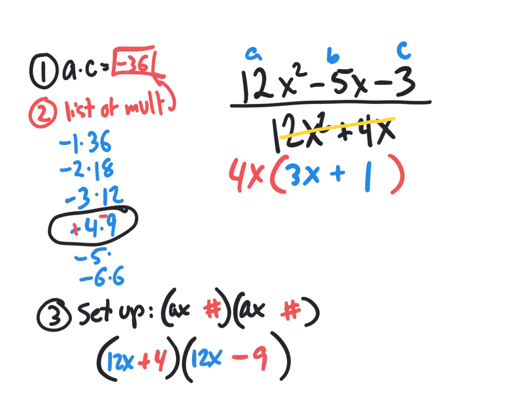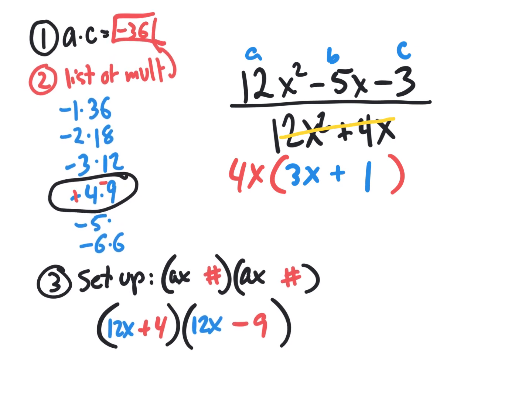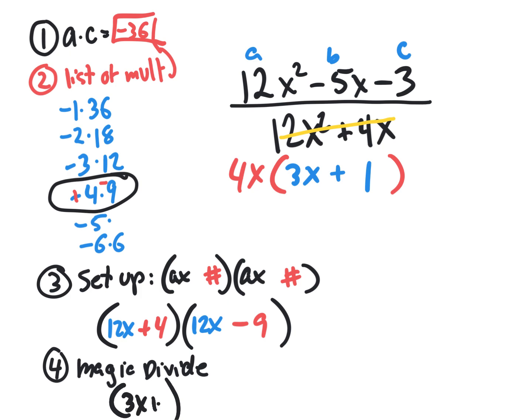Now, I hope we remember step 4. That was the magical step. Step 4 is to magically, I'm just going to put magic divide. You magically divide by whatever you can. Okay, so this 12x plus 4, what could I divide by? 4, right? I mean, yes, you could divide by 2, but you want to divide by the greatest value. So you're going to divide by 4. If you divide by 4, what are you going to have left? 3x plus 1. Excellent.